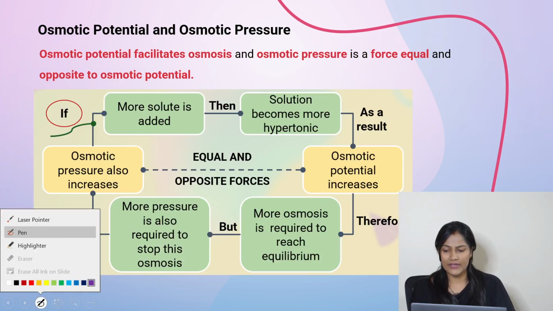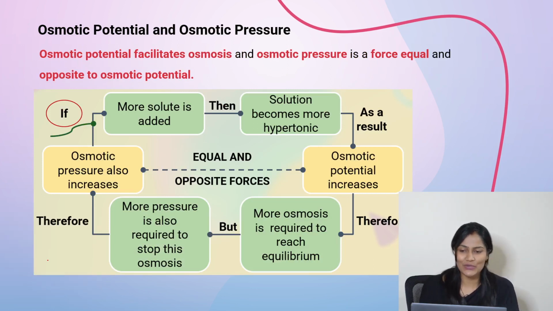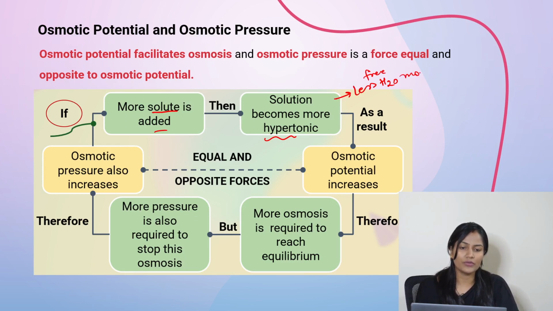Okay, now this is a very important flow chart. So सबसे पहली चीज हमारे पास क्या होगी बच्चा, देखो हमने सॉल्यूट ऐड किया. जैसे ही हम सॉल्यूट को ऐड करेंगे the solution will become hypertonic. Hypertonic solution means that there will be less free water. Yes, less free water molecules, because of which the osmotic potential is going to increase. Osmotic potential हमारे पास बढ़ जाएगा. ठीक है. More osmosis is required to reach equilibrium.